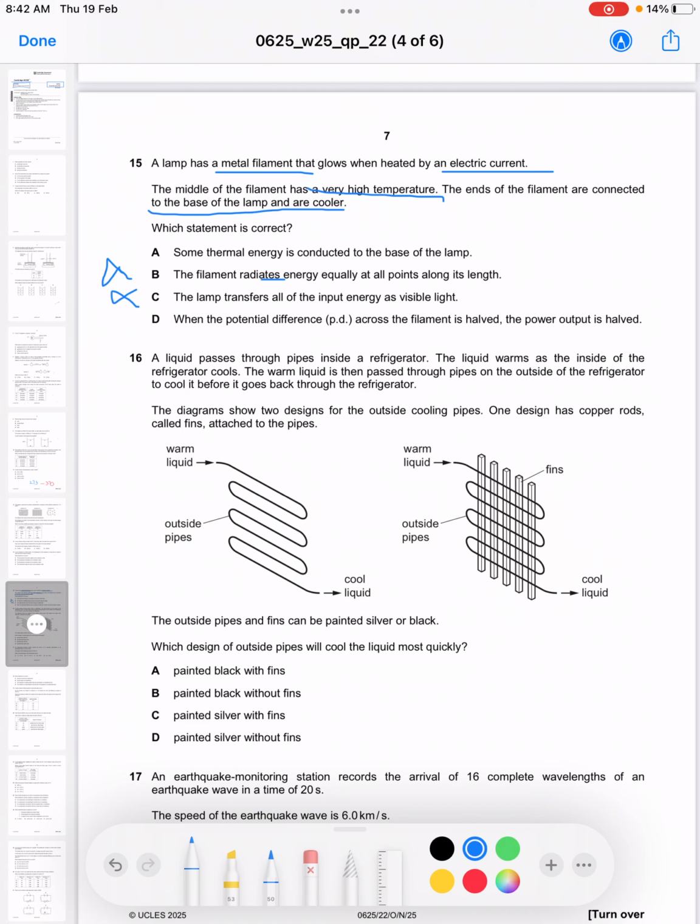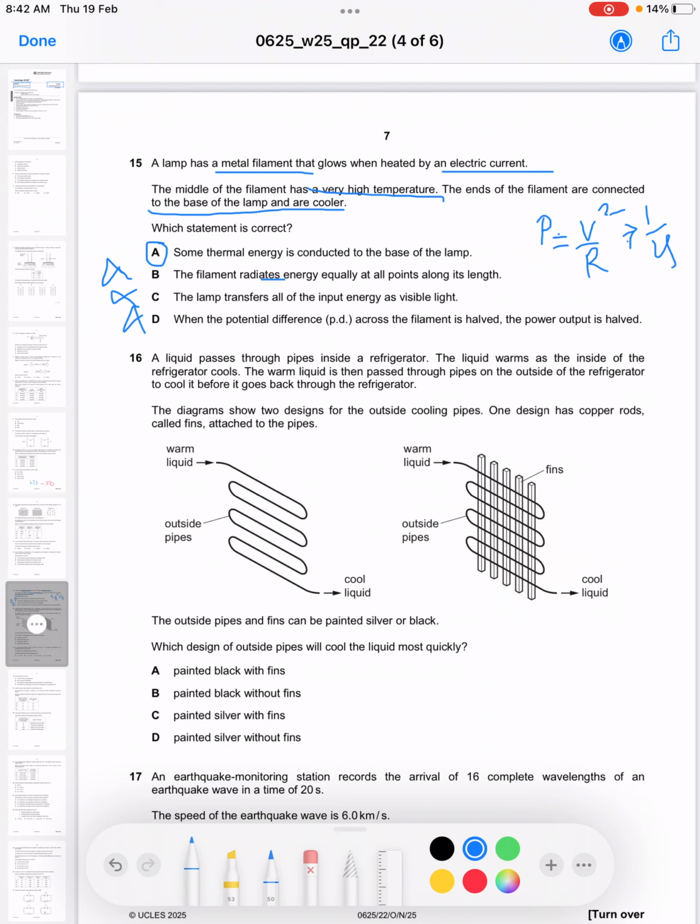When the potential difference across the filament is halved, the power output is halved. P equals V squared by R, right? If the potential difference is halved, the power becomes 1 by 4, not half. So it is also wrong. It means the correct option is A. Some thermal energy is conducted to the base of the lamp.